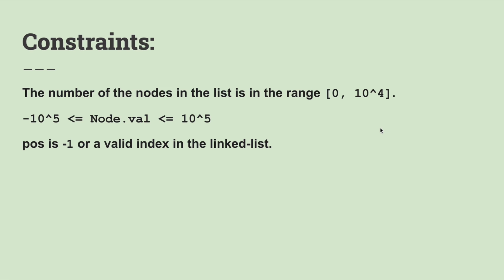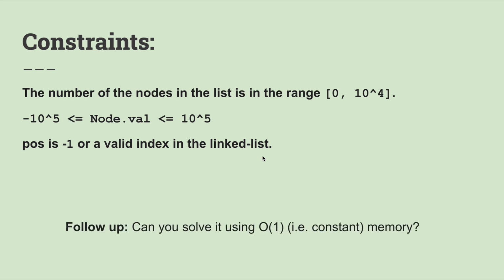Now understand the constraints. The number of nodes in the list is in the range of 0 to 10 to the power 4, and similarly the node values have a range, and pos is -1 or a valid index in the linked list, right? A follow-up question can be asked once you solve this problem: can you solve it using O(1) memory, that is constant memory? Okay, I hope you understand, right?